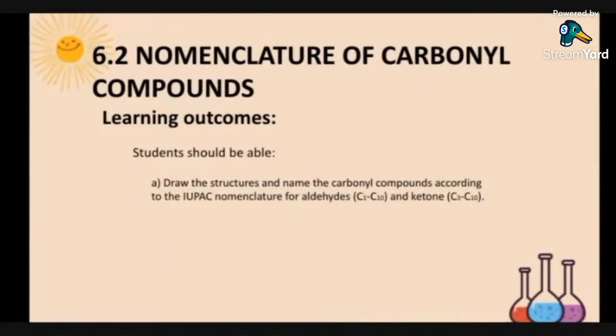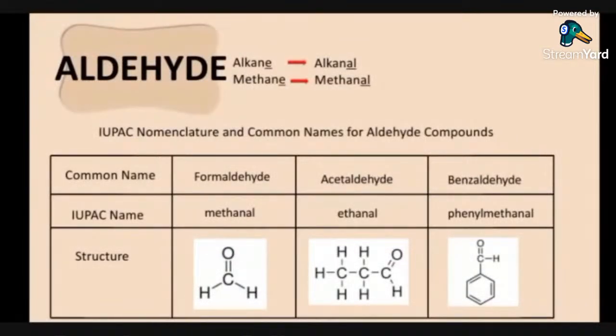6.2 Nomenclature of carbonyl compounds. Learning outcomes: students should be able to draw the structure and name the carbonyl compounds according to the IUPAC nomenclature for aldehydes and ketones. First, aldehyde. Alkane turns into alkanal. Methane turns to methanal. And IUPAC nomenclature and common name for aldehyde compounds. First, we have formaldehyde. The IUPAC name of formaldehyde is methanal.